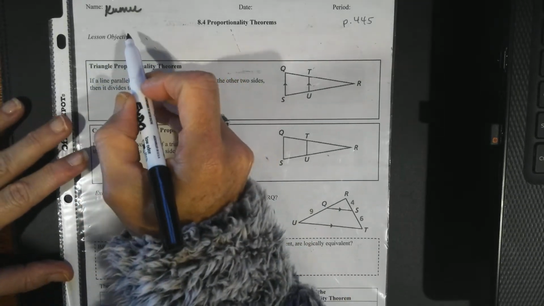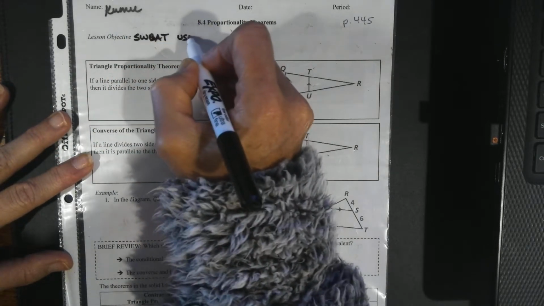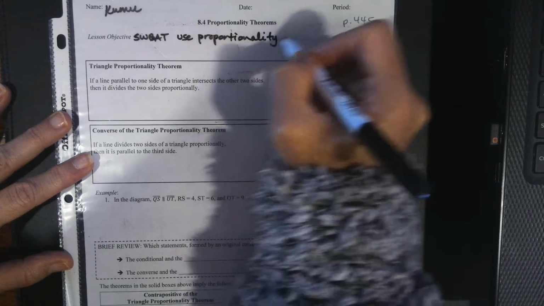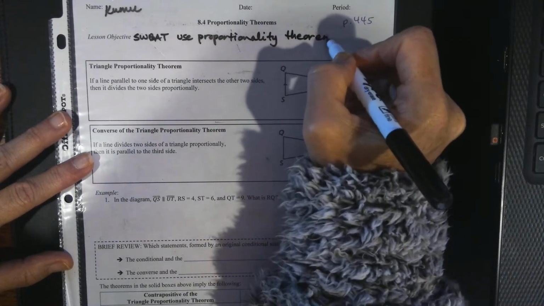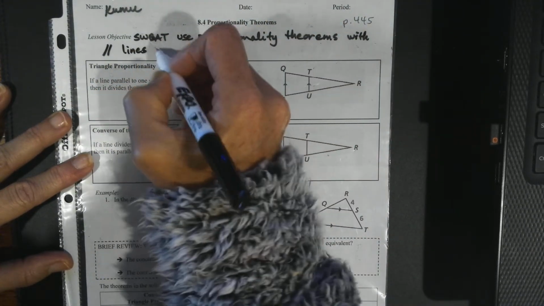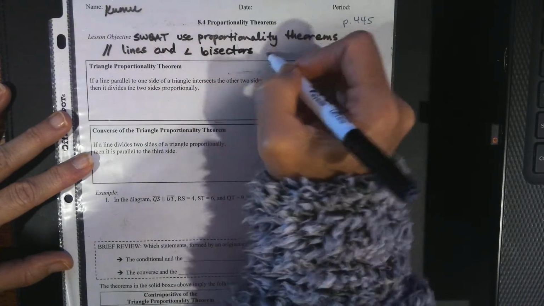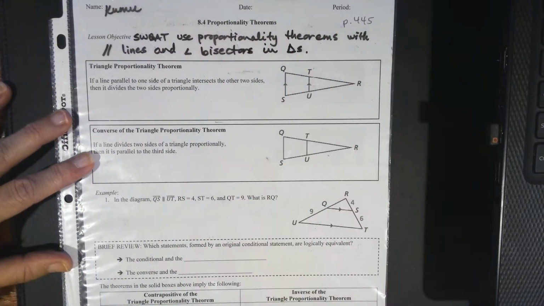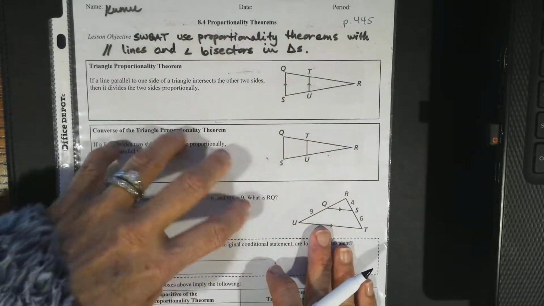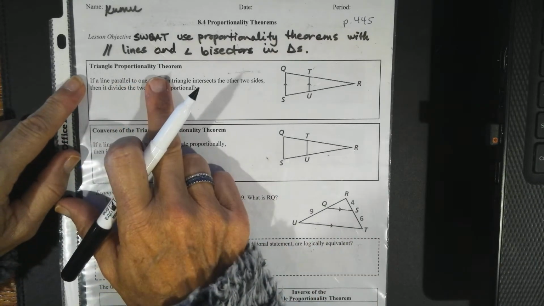So the objective for our lesson is very straightforward. I want students to be able to use these theorems, proportionality, with parallel lines, and angle bisectors in triangles. So it's nothing tricky. I'm going to show you these. Oh, by the way, if you have colors, I'm going to color code, see if I can make this easier for you. Okay, and we're going to start right off the bat with the first one, triangle proportionality.